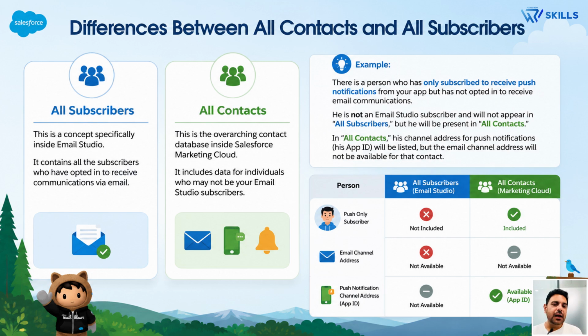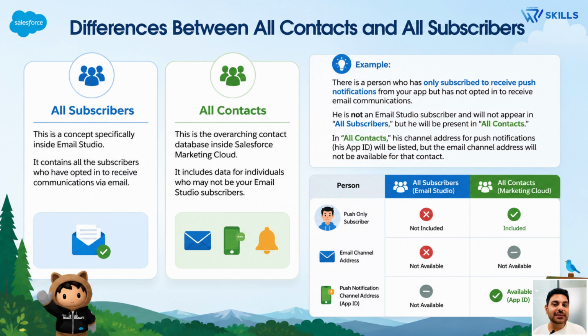So now what is the difference between All Contacts and All Subscribers? All Subscribers is the concept inside Email Studio where all the subscribers who opted to receive communications via email are stored. But All Contacts is the contact database inside Salesforce Marketing Cloud. It contains those data as well who are not your Email Studio subscribers. For example, there is a third person who is just subscribed to receive push notifications from your app, but has not opted in to receive email communications.